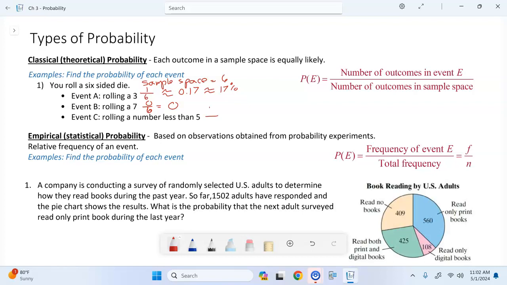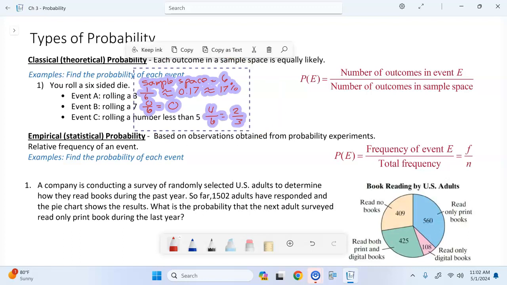4 ways. So we get 2/3 as our probability. I can roll a 1, a 2, a 3, or a 4. Those are all the different events that are less than 5. And normally we'll see this probability written, I should have done that. Let me move this over.